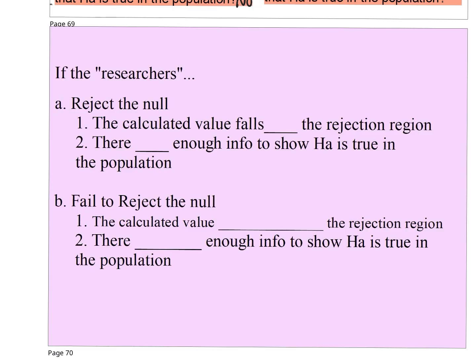So if the researchers opt to reject the null, the calculated value falls in the rejection region and there is enough information to show the alternative is true in the population. But if the researchers fail to reject the null, the calculated value is not in the rejection region and there is not enough information to show HA is true in the population.